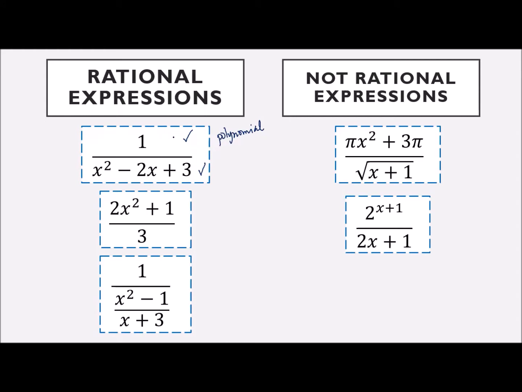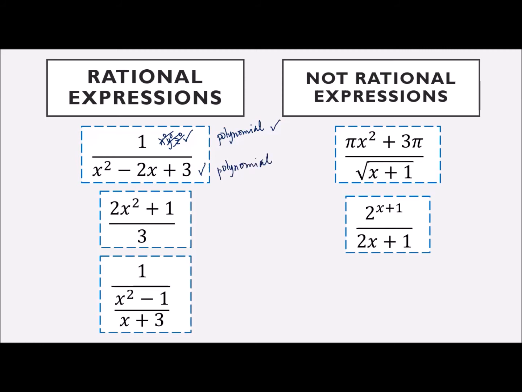Meron kasi ang mga letters sa tabi. Pero ang mga exponent lang niya ay 0, which is equivalent with 1. So, pagka nakakita kayo ng whole number, polynomial yan. Okay? And the next one, yung denominator, x squared minus 2x plus 3. This one is also a polynomial.